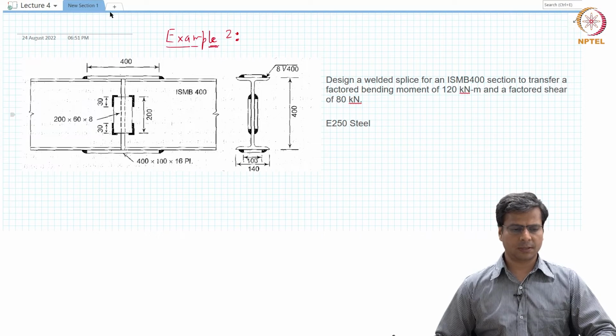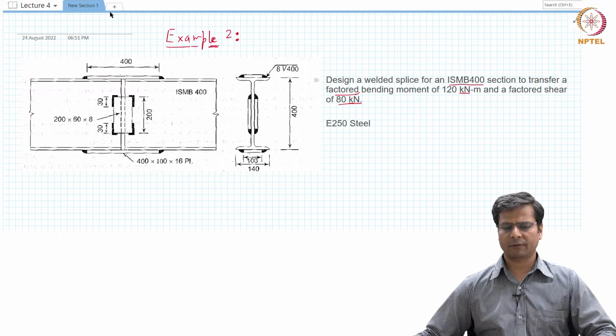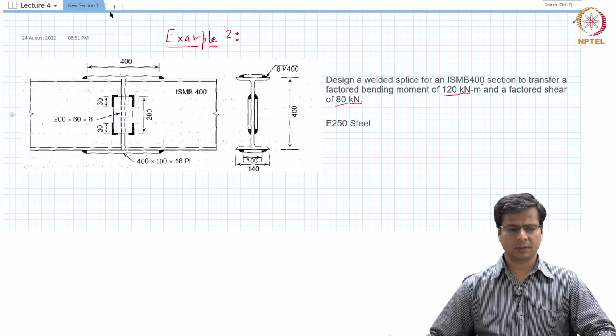So here the problem statement is that we need to design a welded splice for an ISMB 400 section, and the requirement is that it should be able to transfer the factored bending moment of 120 kilonewton meter and a factored shear force of 80 kilonewton. When we say factored, we mean that already the load factors have been incorporated in these values. So these values do not have to be additionally increased for the corresponding load factors. Okay. So basically these are the final demands: 120 kilonewton meter in the moment and 80 kilonewton as the shear force demand. And the cross section is ISMB 400, and we need to design the splices.